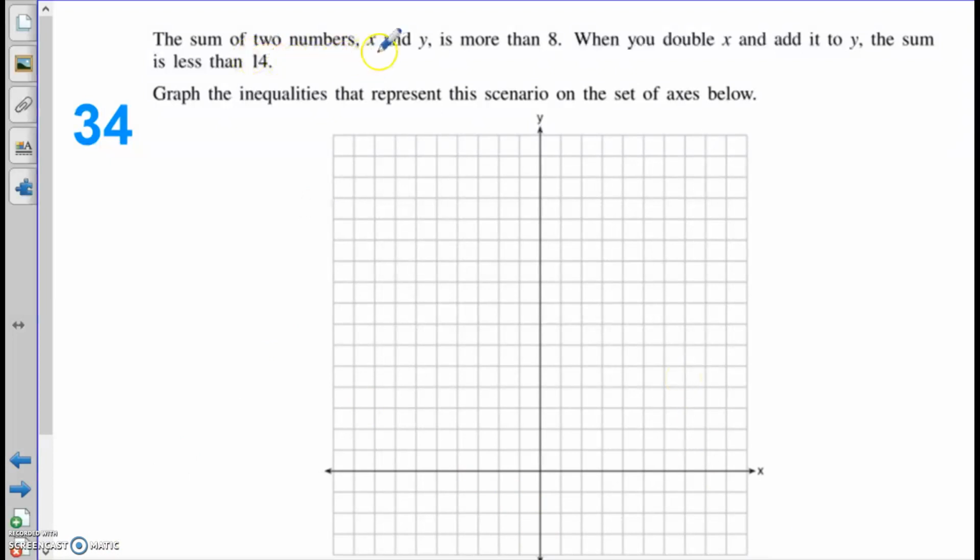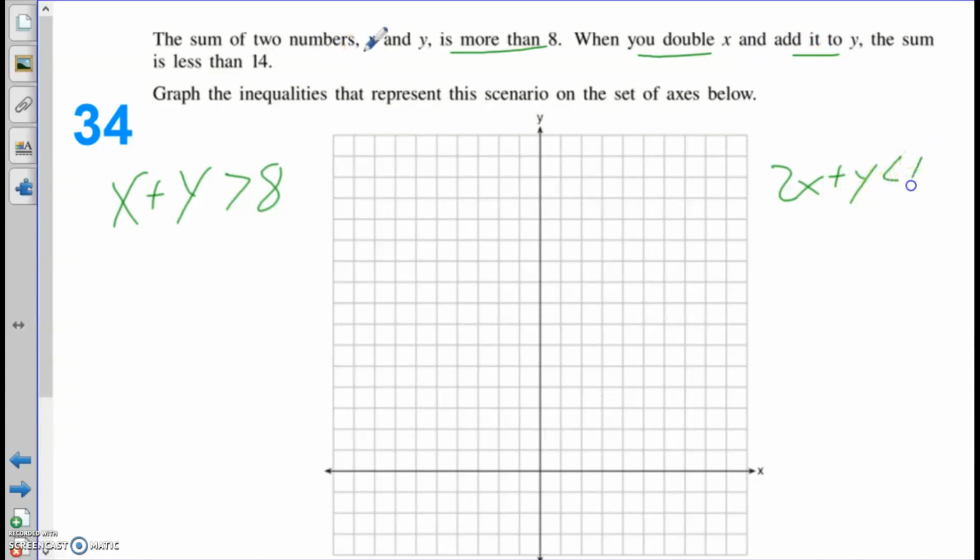The sum of two numbers, x and y, is more than 8. So the sum of two numbers is more than 8. When you double x and add it to y, the sum is less than 14. Graph the inequalities. Well, I want them to be in y equals form, so here I'm going to minus x. So y is greater than negative x plus 8.